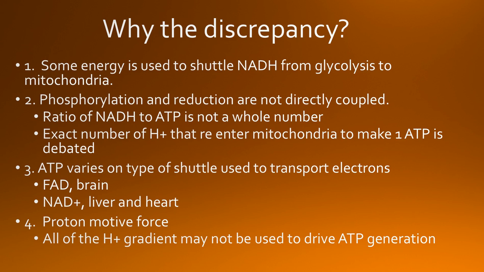Reason number 4, the proton motive force. It is true that all of those hydrogen ions that are in the intermembrane space of the mitochondria, they all may not be used to drive ATP generation. Some of those may be used for different processes in the cell.